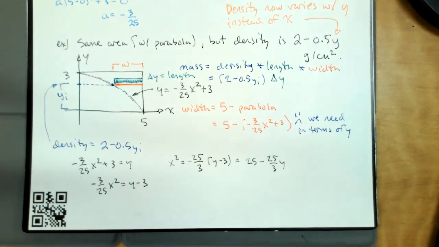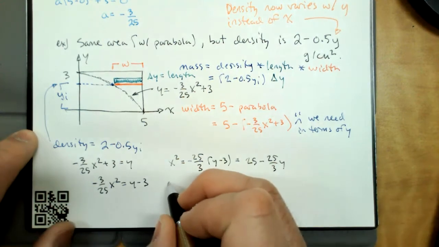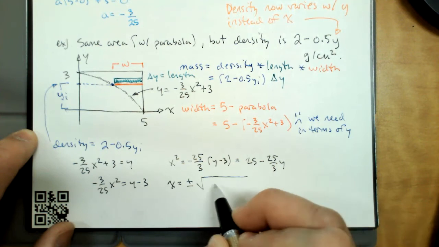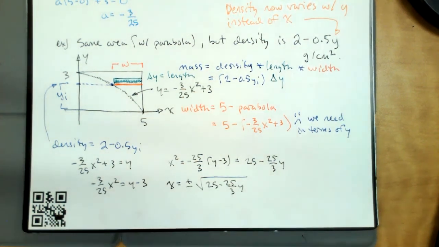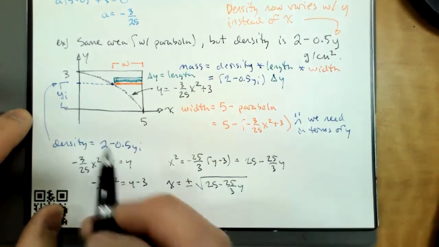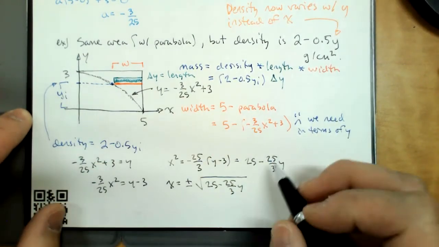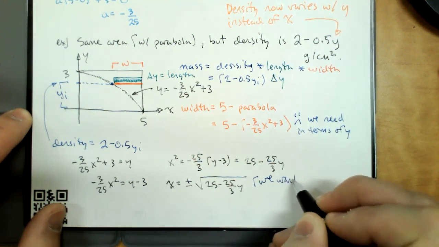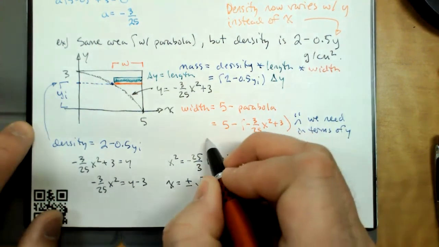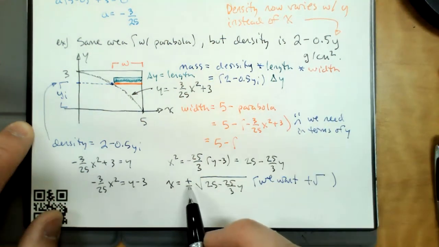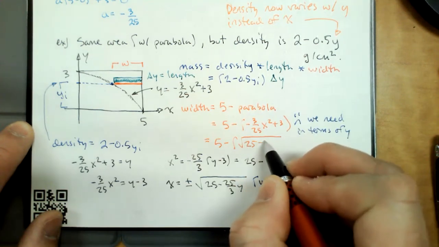A little better. But then we have to take the square root. So we'll have x equals plus or minus the square root of 25 minus 25 thirds y. Given the values of y that we're dealing with and the values of x that we're dealing with, we want the positive one. So all the x values are positive in this shape. So we're going to grab the positive square root. So our width is going to be 5 minus the positive square root of 25 minus 25 thirds y.